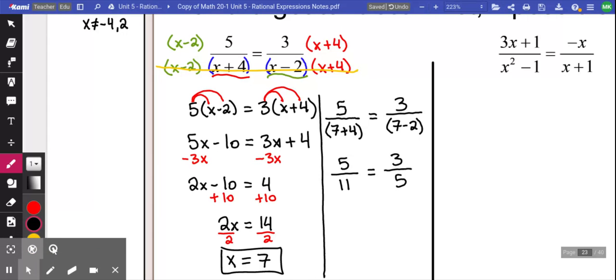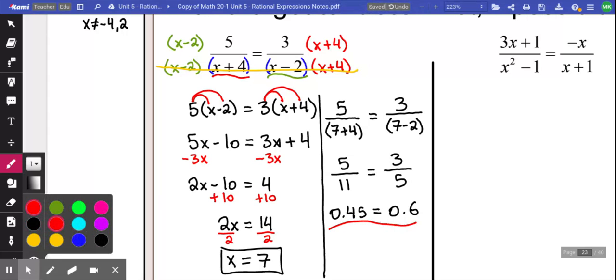And if you put those in the calculator, it actually doesn't work. So that tells me that somewhere in this question, I've made a mistake, right? 5 divided by 11 is 0.45. 3 divided by 5 is 0.6. That is not the same. So we've made a mistake somewhere.